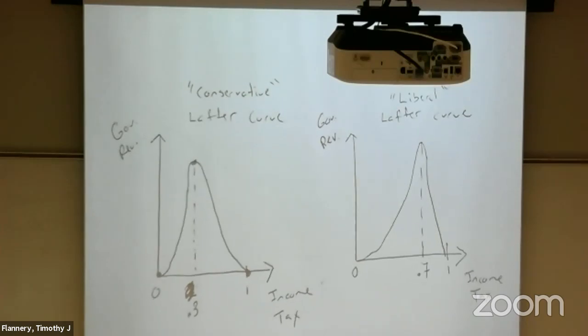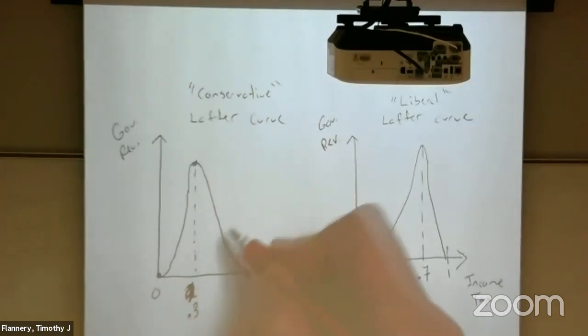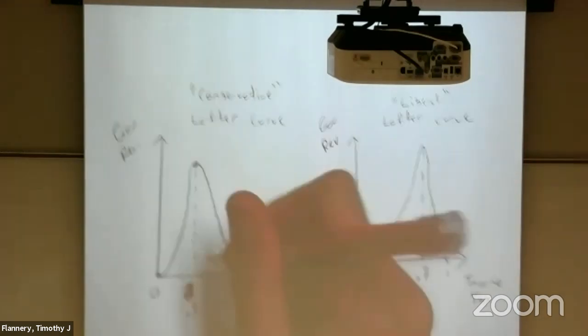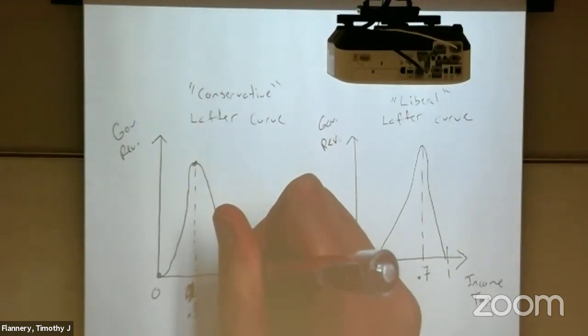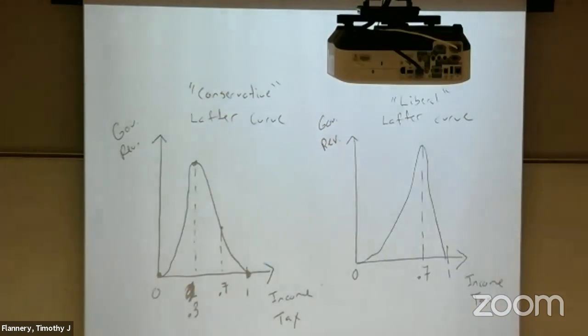But if the Laffer curve looks like this, look what happens when you have a tax rate of 0.7. You're actually worse off, right? And of course, if you have a more conservative philosophy, you'll argue the Laffer curve looks something more like this. Maybe. You could also argue that you just believe in low taxes in general.